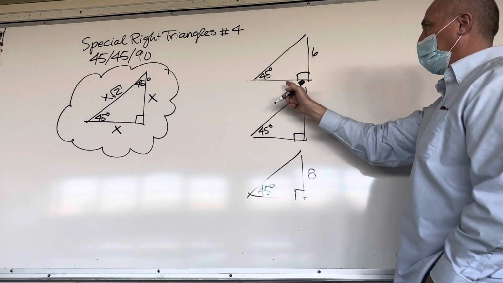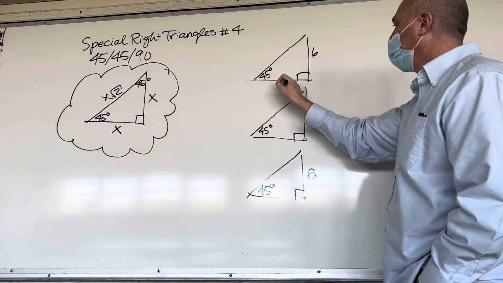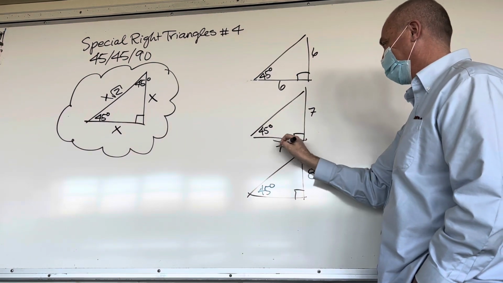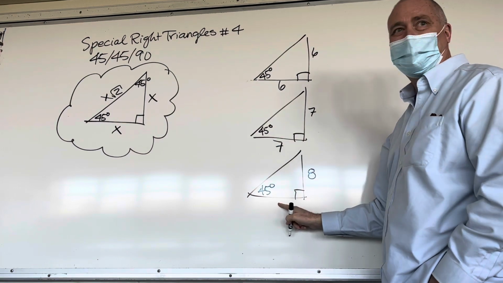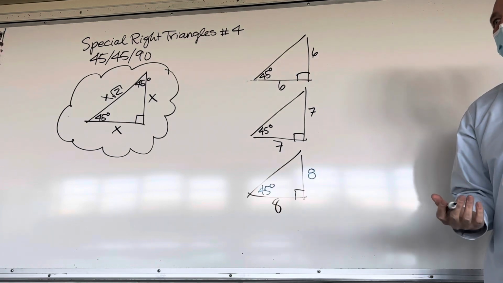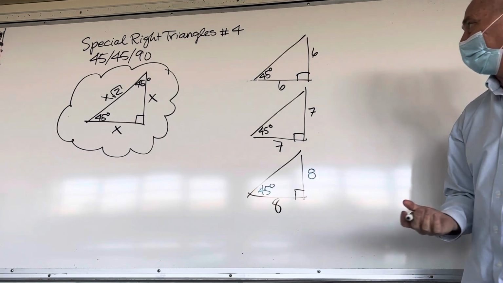If this side is 6, how long is this side? 6. If this side is 7, how long is this side? 7. If this side is 8, how long is this side? 8. Okay? You with me? It's so far even way simpler than the 30-60-90.